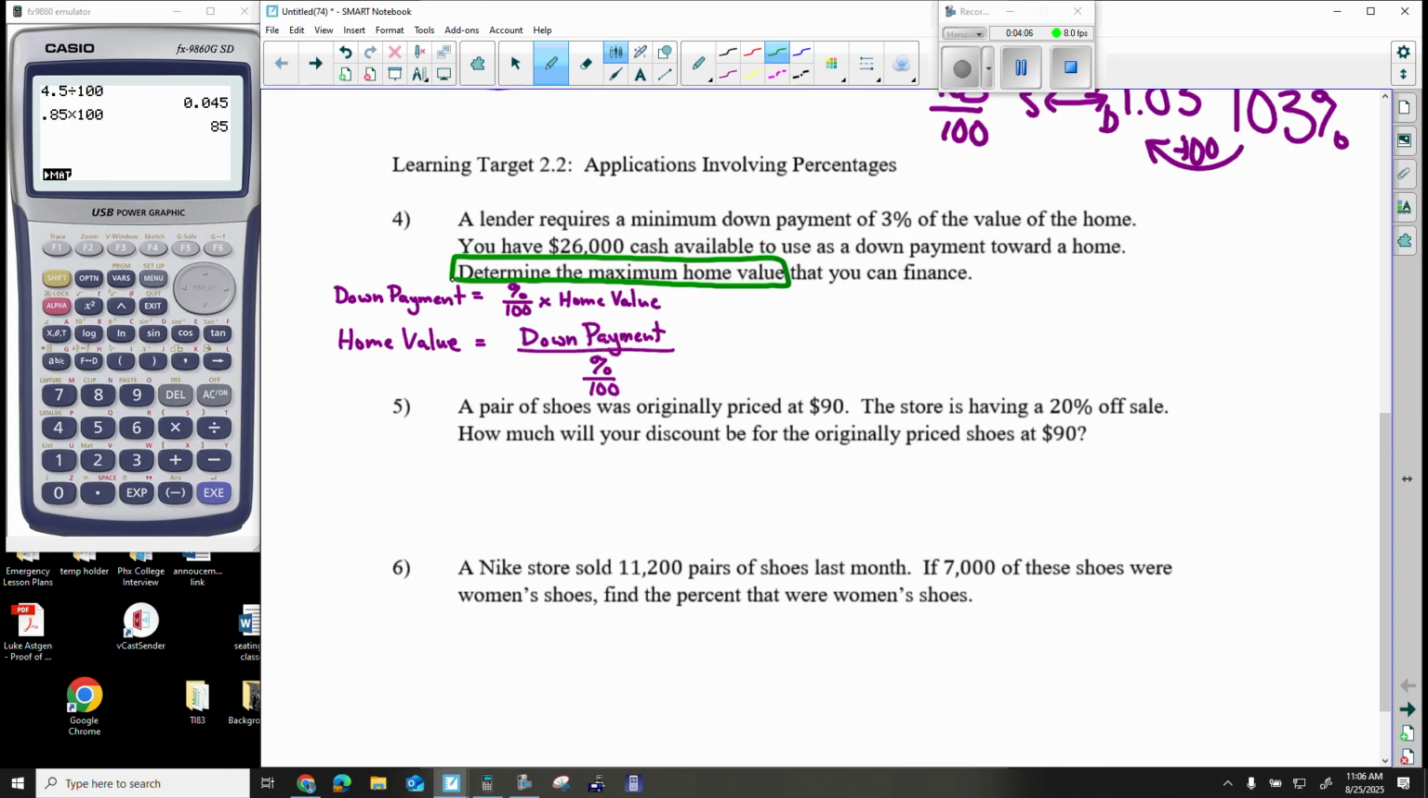So this is the formula that I would want to use. I take the down payment that I have available, and I divide by the percent that I'm required to put down.